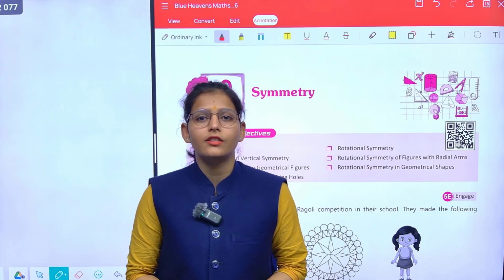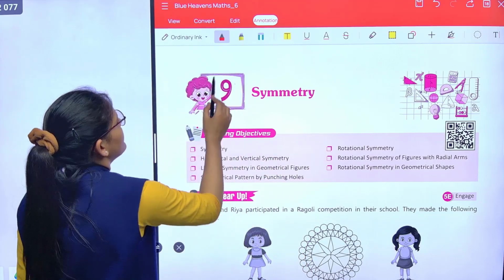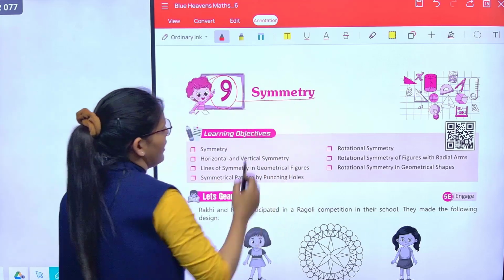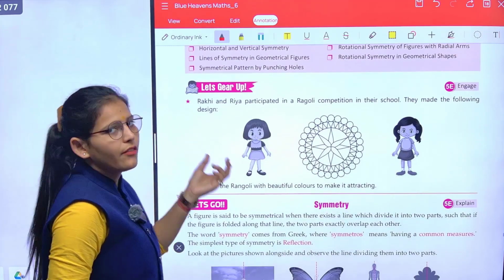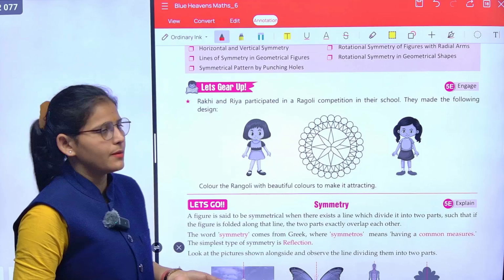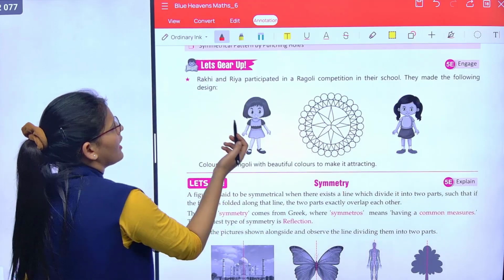Students, today we will learn chapter number 9, that is symmetry. Now class, in this chapter we are going to study about line of symmetry. Now class, let's start the chapter.